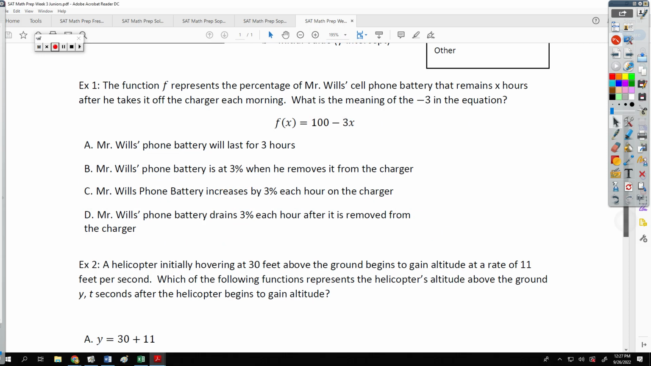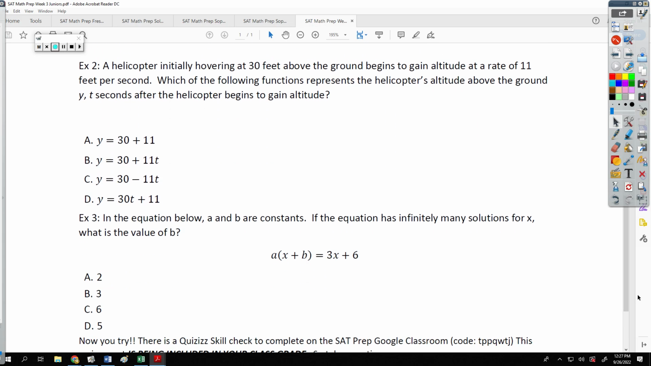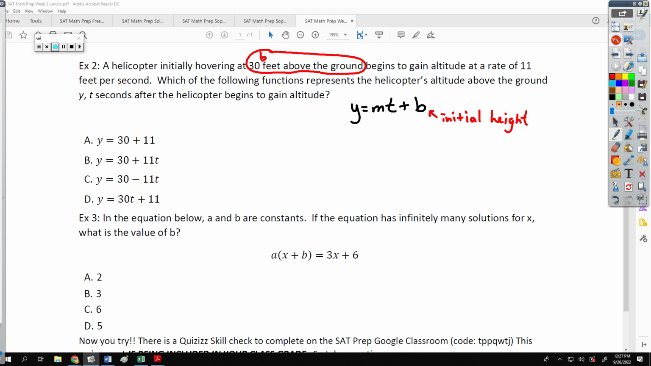In example 2, we have this word problem about a helicopter. It says a helicopter initially hovering at 30 feet above ground begins to gain altitude at a rate of 11 feet per second. Which of the following functions represents the helicopter's altitude above ground y t seconds after it begins to gain altitude? So we're looking for an equation in the form y equals m times t plus b, where b is the initial height, which is given in the problem as being 30 feet. So b is 30 feet above the ground.